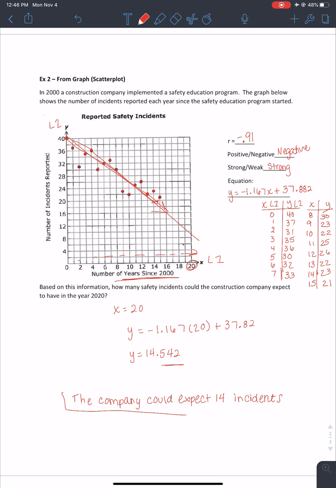Now, some people will argue that because it's 14.5, you should round it up and say the company should expect 15 incidents. That's fine. Remember, we're just making an estimation. We just want a number that's close so that the company can prepare for what maybe would come. You can tell because our dots are not following a linear line every time that it's going to jump. It's not going to be perfect. We're not going to come up with a perfect answer to be able to tell this company how many incidents for sure they'll have in the year 2020. But we can tell them that 14 or 15 is going to get them close.